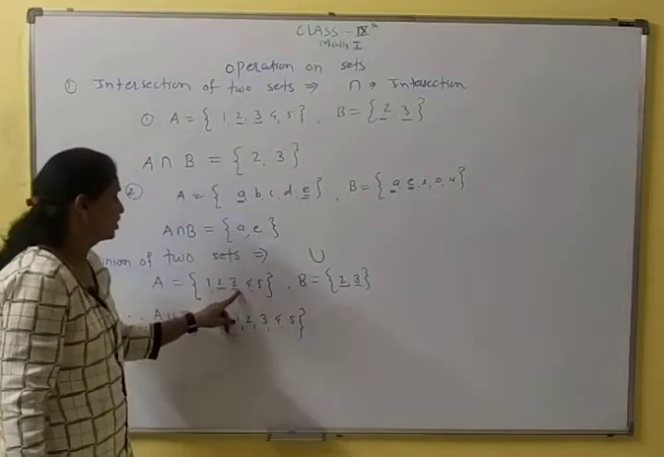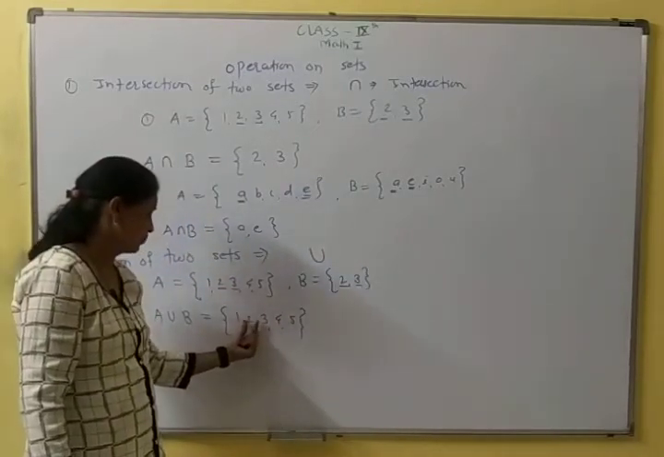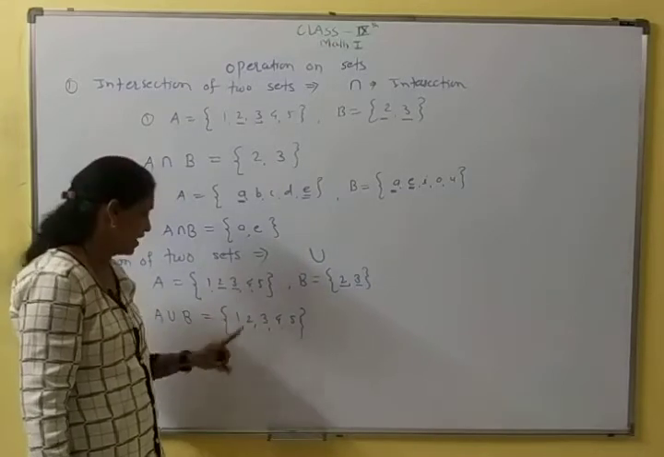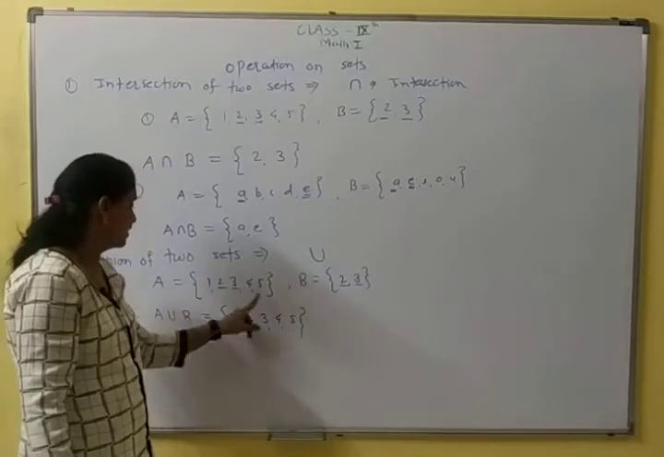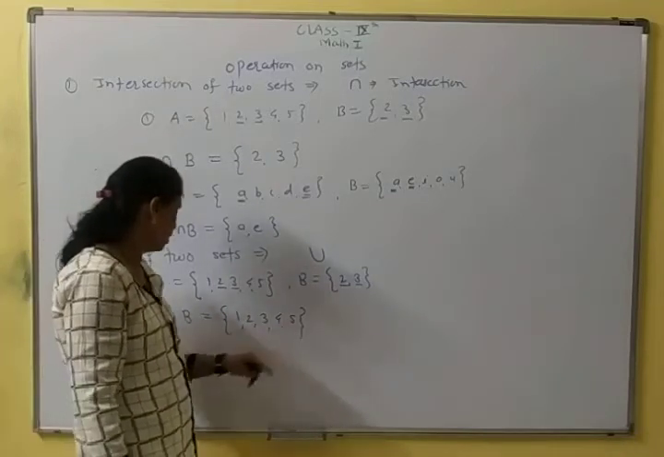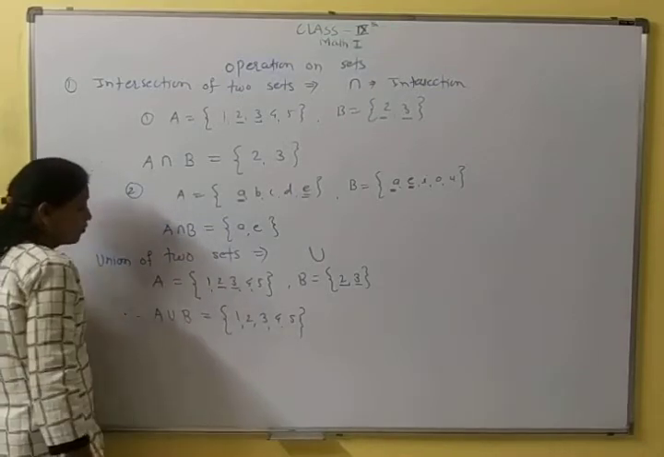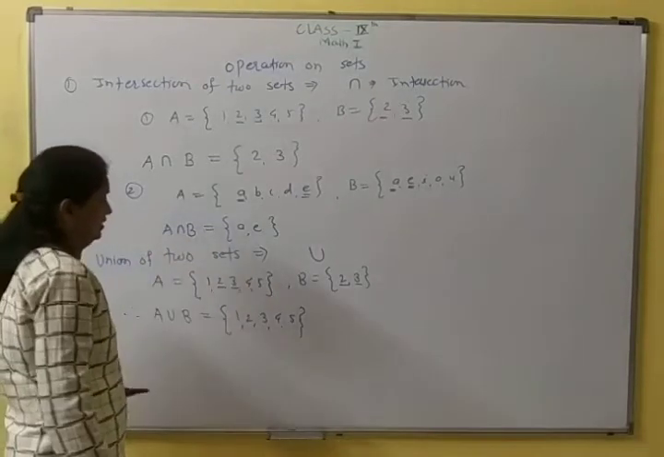2, 3 and 2, 3 are the same here. So write down 2 and 3 only once; do not repeat them. Then the remaining elements are 1, 4, 5. So total elements are 1, 2, 3, 4, 5. This is the union.